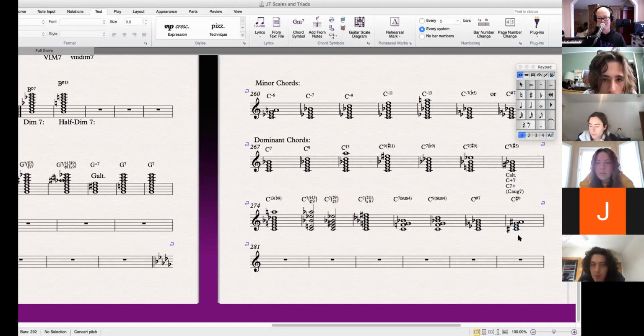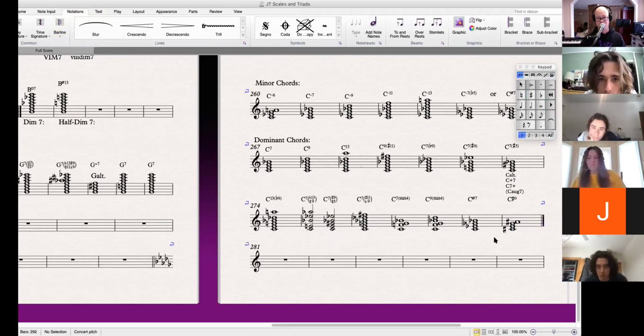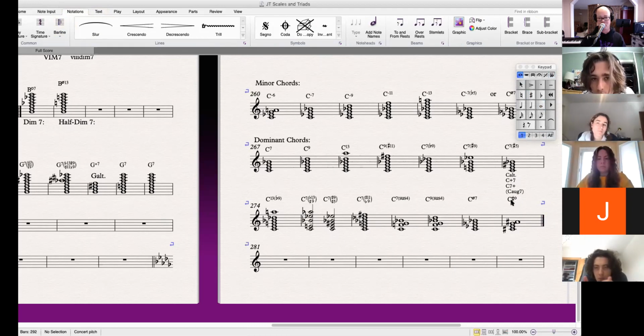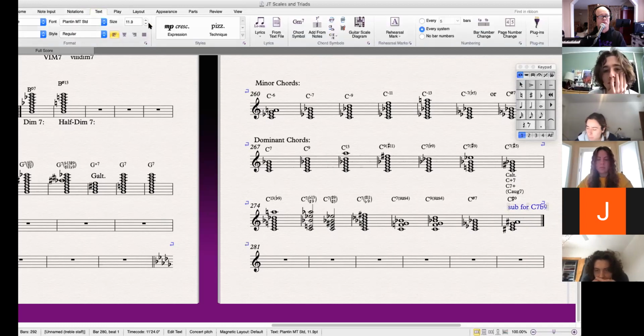So as odd as it sounds, this is a very advanced concept, but it is used a lot in this music. So this is probably, I think, the hardest to get your head around that we're going to do today. All right, so the C sharp diminished can be used as a substitute for C7 flat 9.